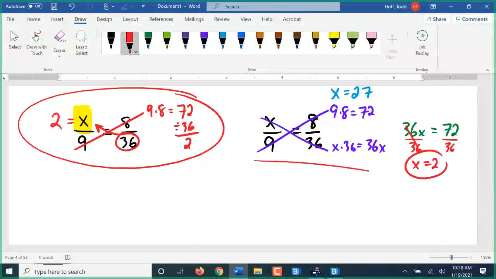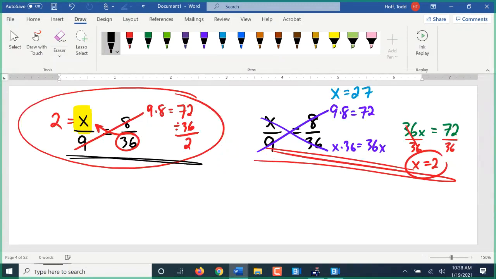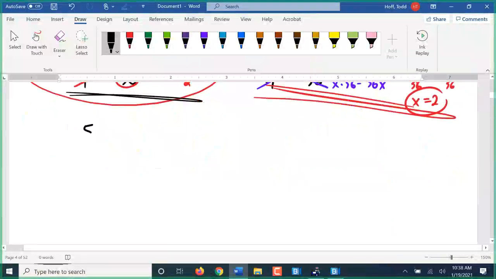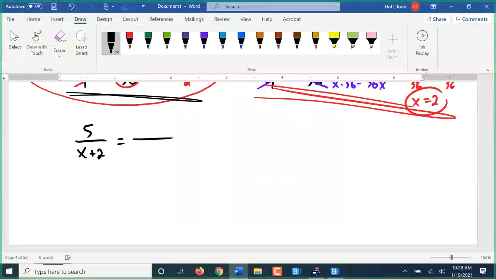So why would we ever want to do this longer process? Well, because not all of our proportions are going to be that simple. We might have 5 over x plus 2 equals 35 over 84. In this case, x is not by itself in that little spot on the proportion. It's x plus 2 rather than just x. And in this case, it's going to be easier. It's going to give us less mistakes if we do that full cross multiplication.